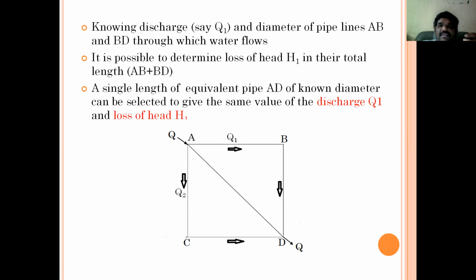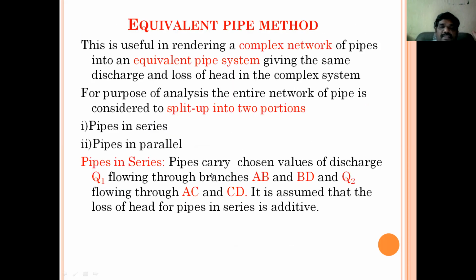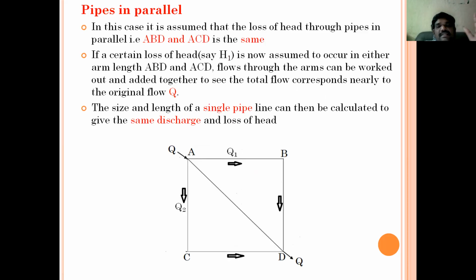In this case, we have seen AB and BD. The known volume of discharge is Q1. With the help of the nomograph, we can find out the head loss. By knowing the values, we can select a single length of equivalent pipe AD with known diameter to give the same value of discharge Q1 and loss of head H1. This is pipes in series, whereas parallel is similar but with a difference in process.